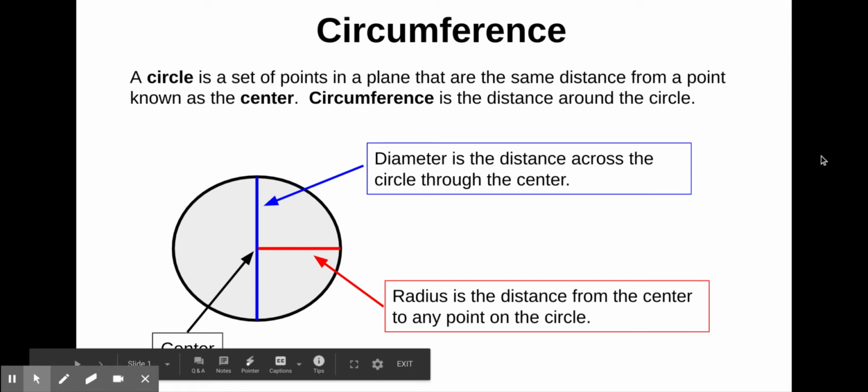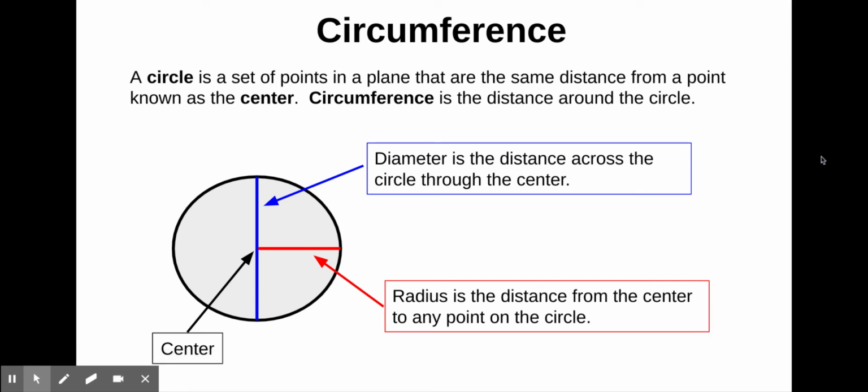Okay, what we're going to talk about during this block here is circumference. And this is my little video to accompany what you're going to talk about here. So, circumference is about measuring the outside perimeter of the circle.